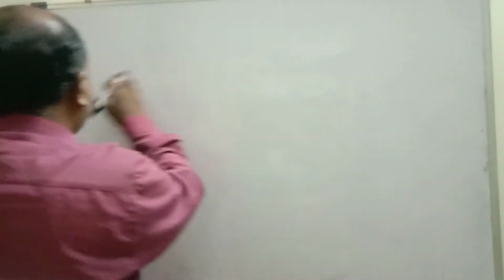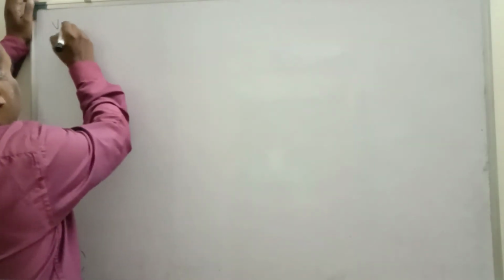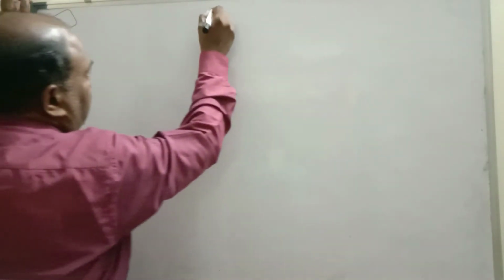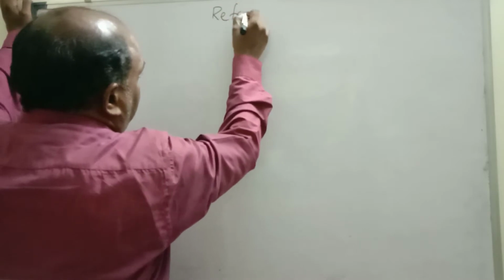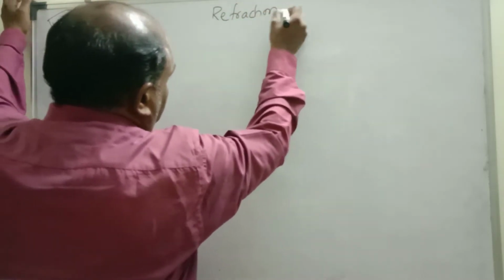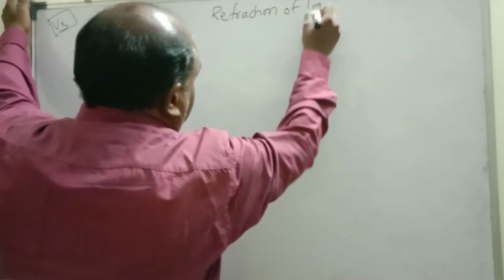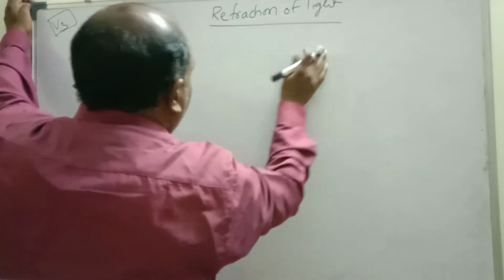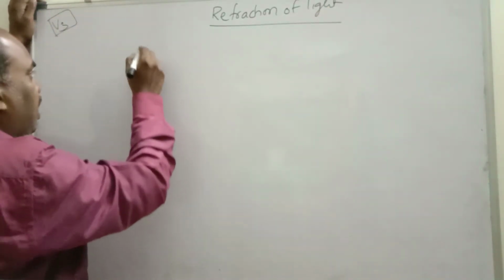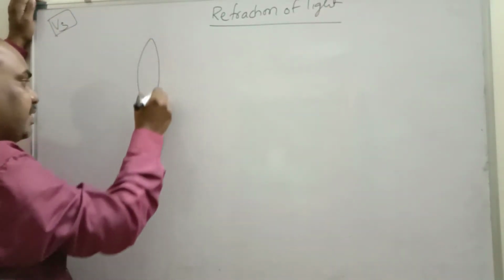First of all, this is video number 3 in refraction of light. The chapter name is refraction of light. Now see children, this is the convex lens.